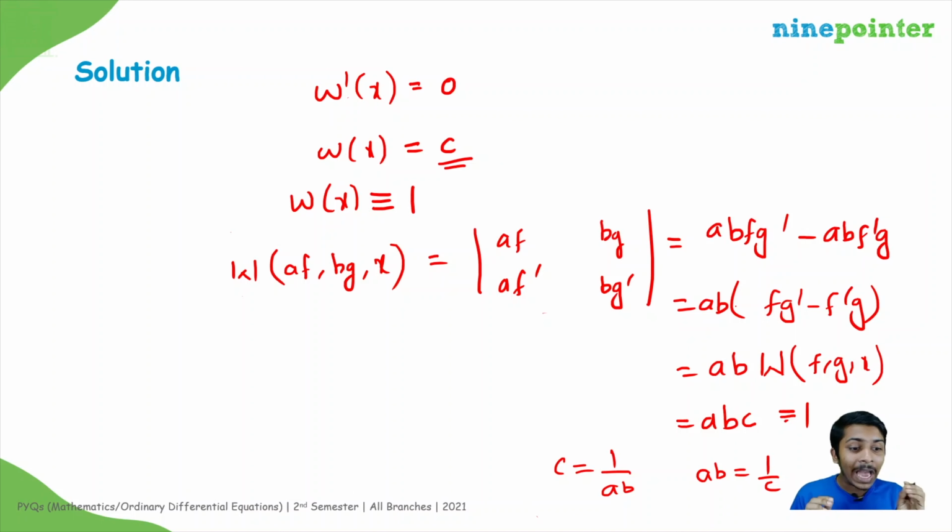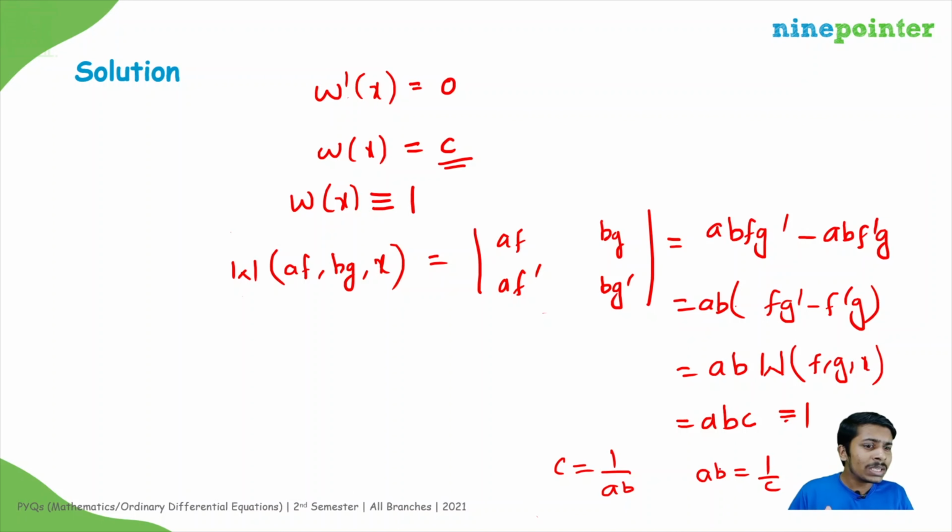So in that place, I will select a and b so that the product ab is 1 by c. These a and b are any scalars, any arbitrary nonzero real numbers. So I can choose a and b in such a way that their product is equal to 1 by c. In that case, what will happen? My Wronskian will be identically equal to 1. So we will have the Wronskian of af and bg at x being identically equal to 1.